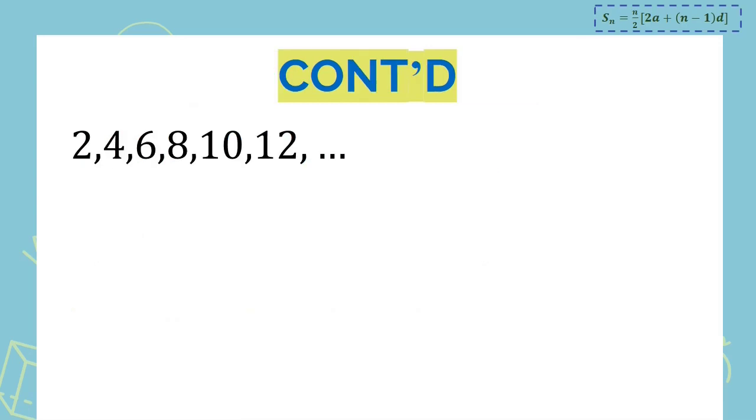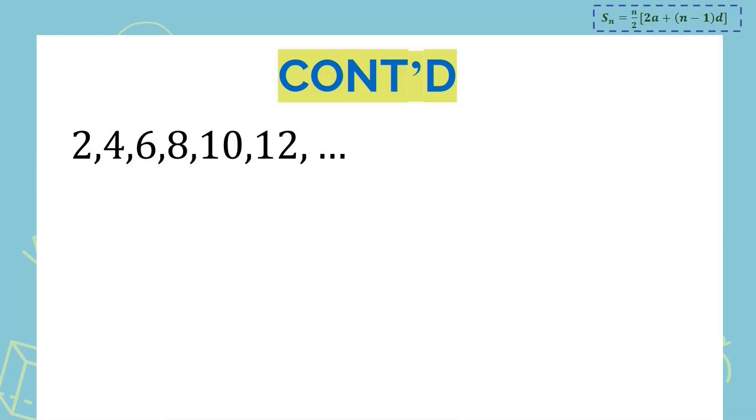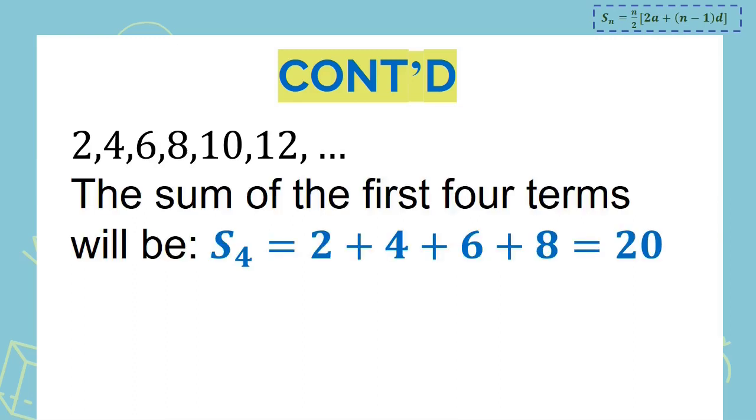Considering the same sequence, we can find the sum of the first three terms. First three terms talks about the first three numbers in the sequence, and that is given by S subscript 3, which is S3 equals 2 plus 4 plus 6. And that will produce the result 12. Using the same sequence, we can also find the sum of the first four terms, and that is given by S subscript 4 or S4 equals 2 plus 4 plus 6 plus 8, and that will produce the result 20.